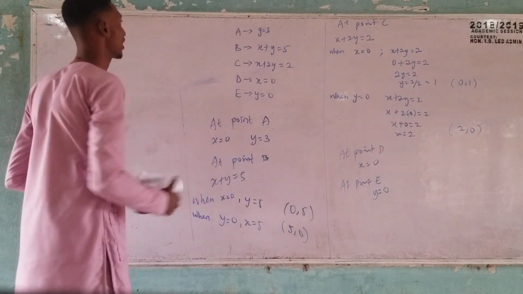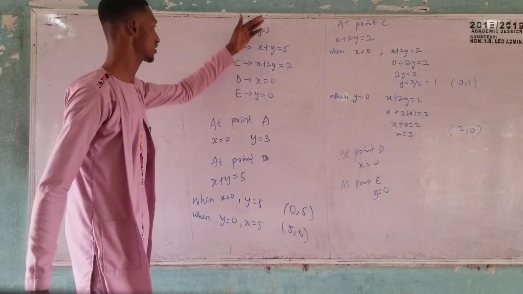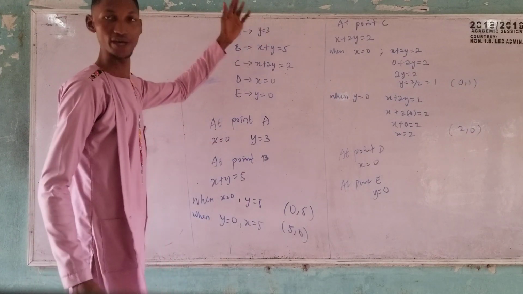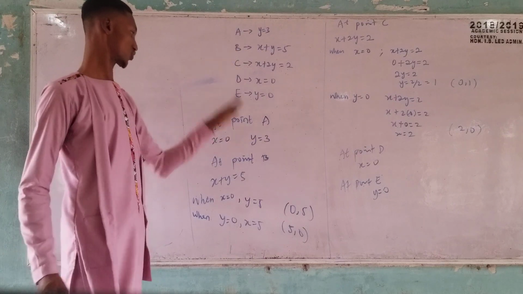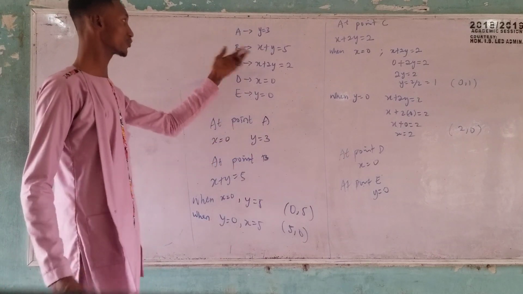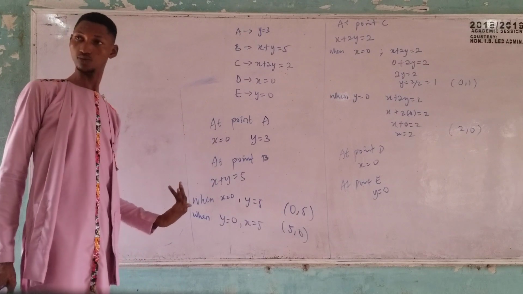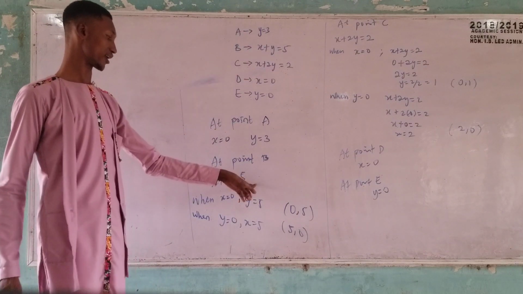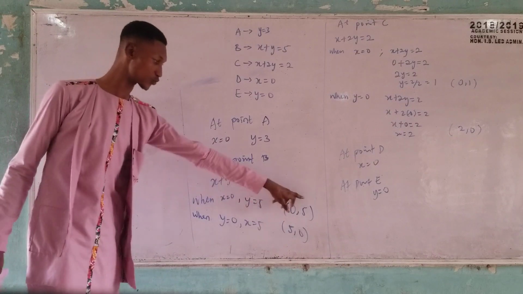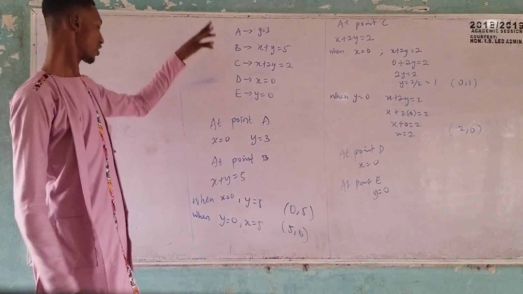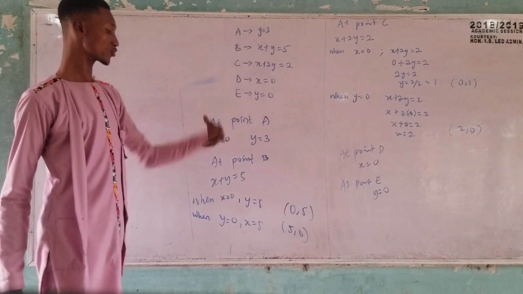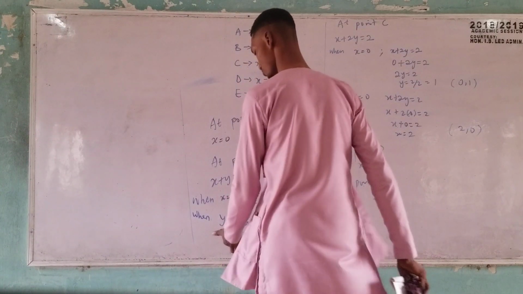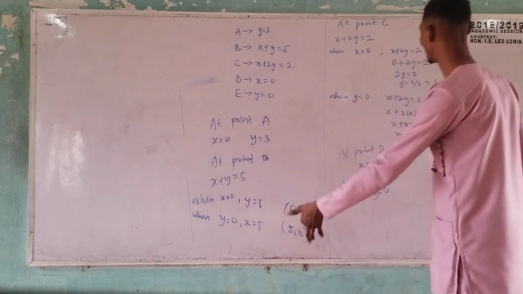So I explain: at y equals 3, these are the vector functions. At point A, there's no x there, so I just put x equals 0, y equals 3. At point B, when x is 0, we put 0 here, right? When I put 0, y is 5. I write it down because it must be xy, xy. When y is 0, at the same point B, I have my x as 5. So it's like that. This will take time.